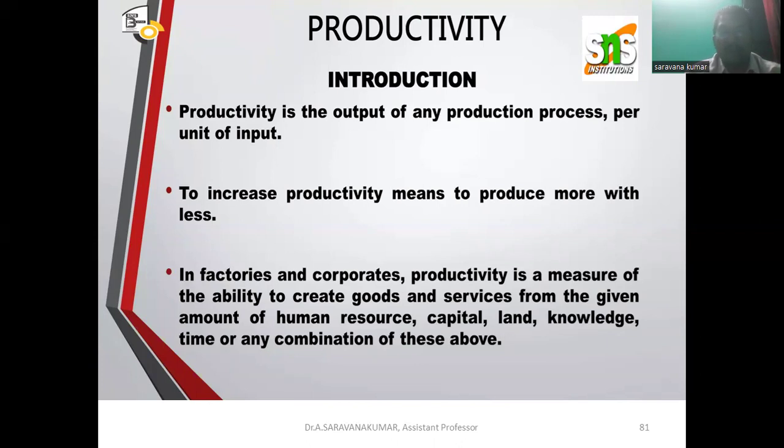In factories and corporates, productivity is a measure of the ability to create goods and services from the given amount of human resource, capital, land, knowledge, time, or any combination of the above. So, productivity is a process and also means to produce more with less. In this, more with less means quality will be more, cost will be less. The same as before, in factories and corporates, productivity is a measure of the ability to create goods and services, so input and output, from the given amount of manpower, that is human resource, capital, land, knowledge, time, or any combination of the above. That's productivity.